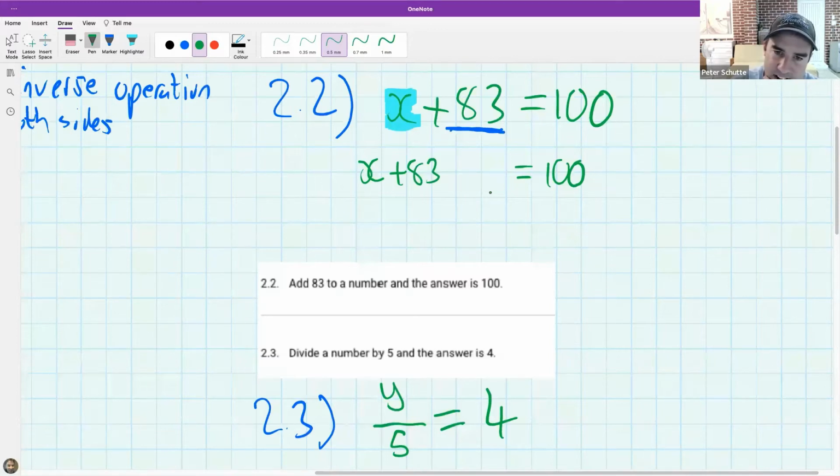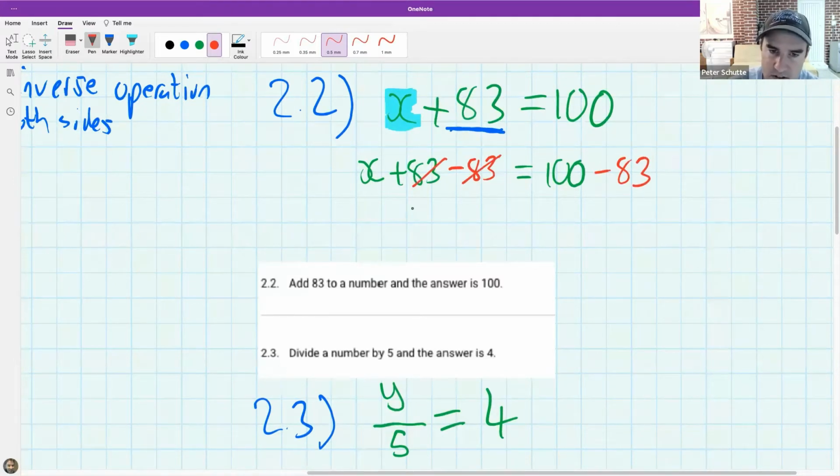And what you should find is we take away 83 from both sides. So what is the effect of adding 83 and taking 83 away? That part gets knocked out. And you're left with what is 100 minus 83? It's just going to be 17. Some of you may have seen that answer early on, but we get x is 17.